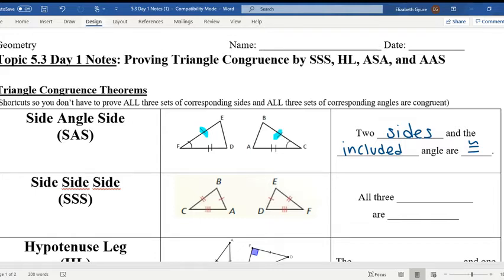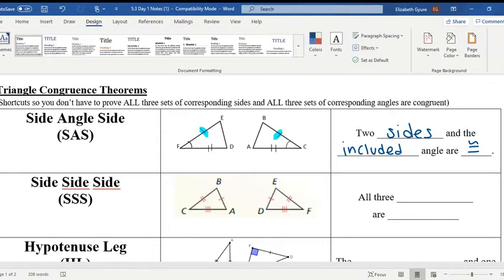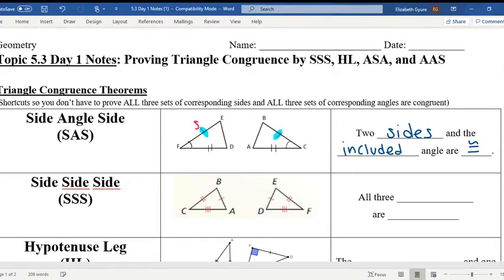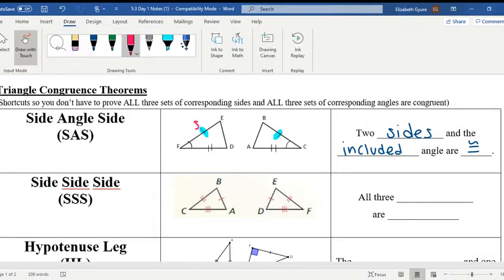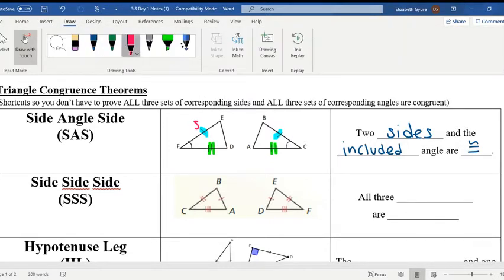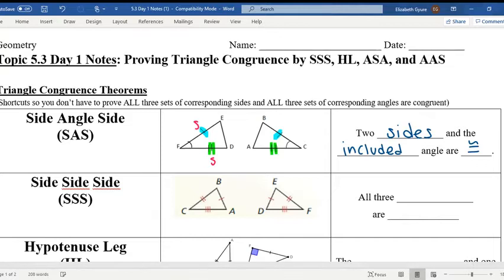So that's one side. What I'm going to do to show you is write on this a bit. This is one set of congruent sides. I'm just going to label it on one of my pictures. Then we have another set of congruent sides. Down here, AC is congruent to DF. So there's another set of congruent sides. That's the side part of this.